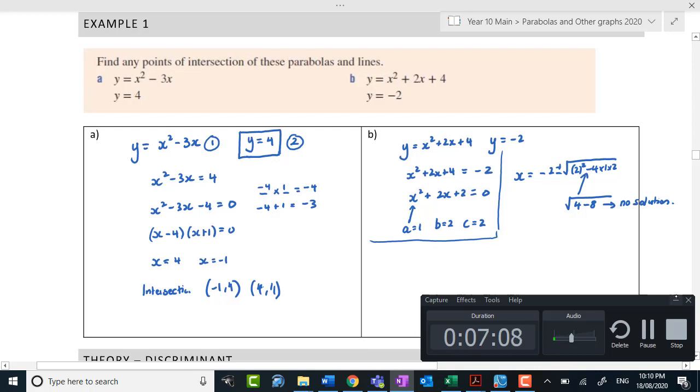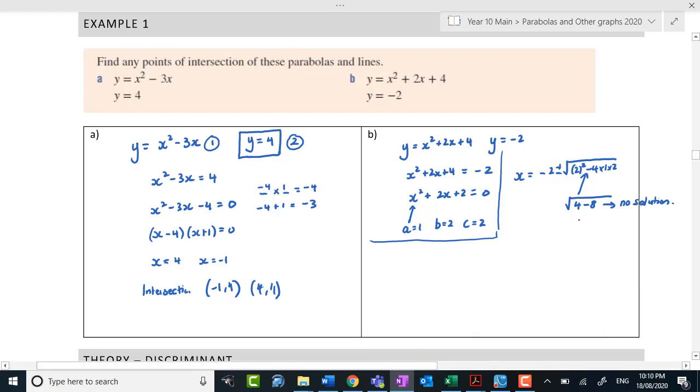And we'll get into another reason why this has to do with the discriminant. Later on we're going to look at how the discriminant would be equal to, in this case, b squared minus 4ac, which we just found is 4 take away 8, which is negative 4. So therefore, there's no solutions.